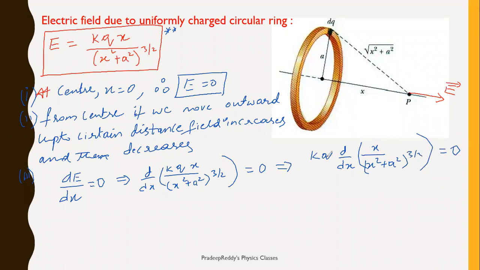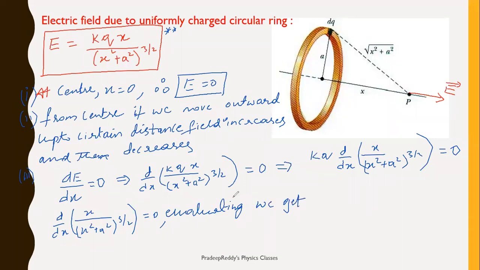Right? k and q are constants. What is left over here? The remaining term is only d by dx of x divided by x square plus a square whole power 3 by 2 is equal to 0. Now you should evaluate this differentiation term. I am not deriving that directly, I am writing the value of x. Evaluating, we get x is equal to a divided by root 2, plus or minus.